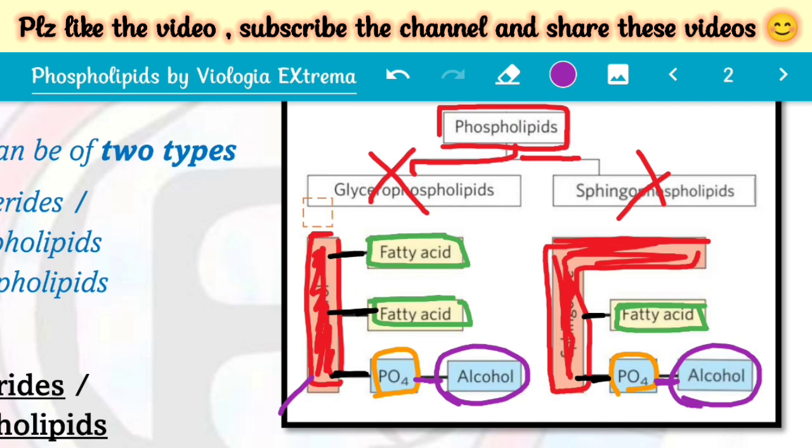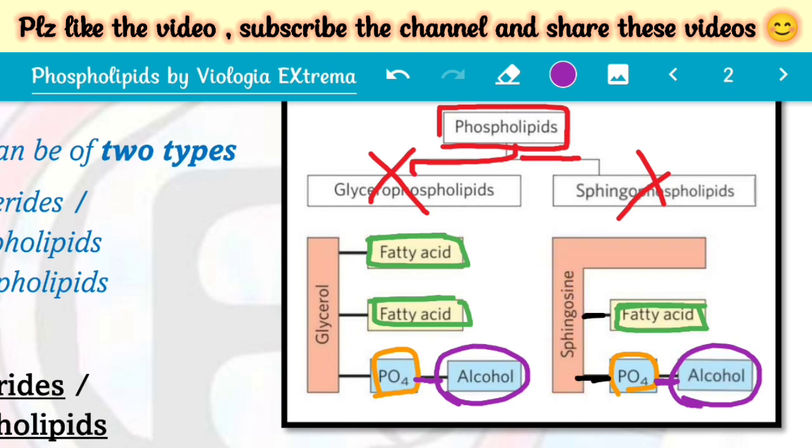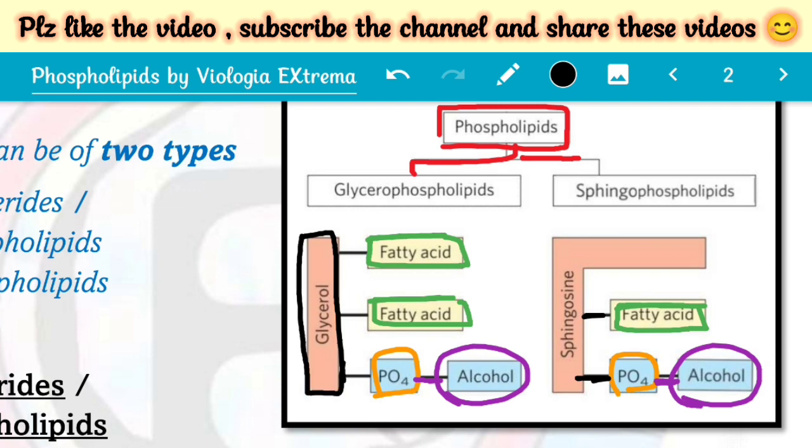Okay, so we are going to look at the main alcohol to which the fatty acids and phosphate group are attached. If the main alcohol is glycerol, we can get only two choices. Either it can be glycerol or it can be sphingosine alcohol. Glycerol is also an alcohol, which you already know, and sphingosine is another alcohol which you may not know up till now, but it is a type of alcohol. We have only two options in the case of phospholipids: either glycerol or sphingosine.